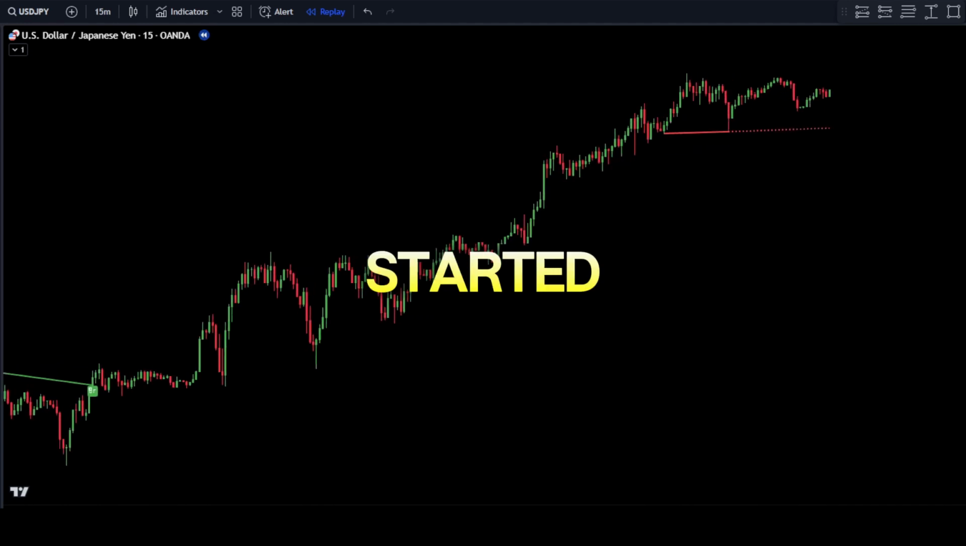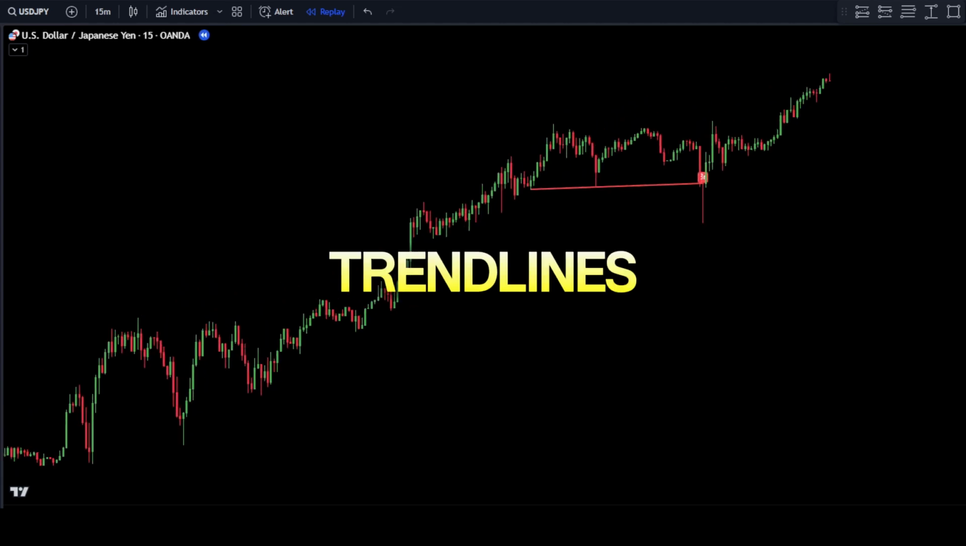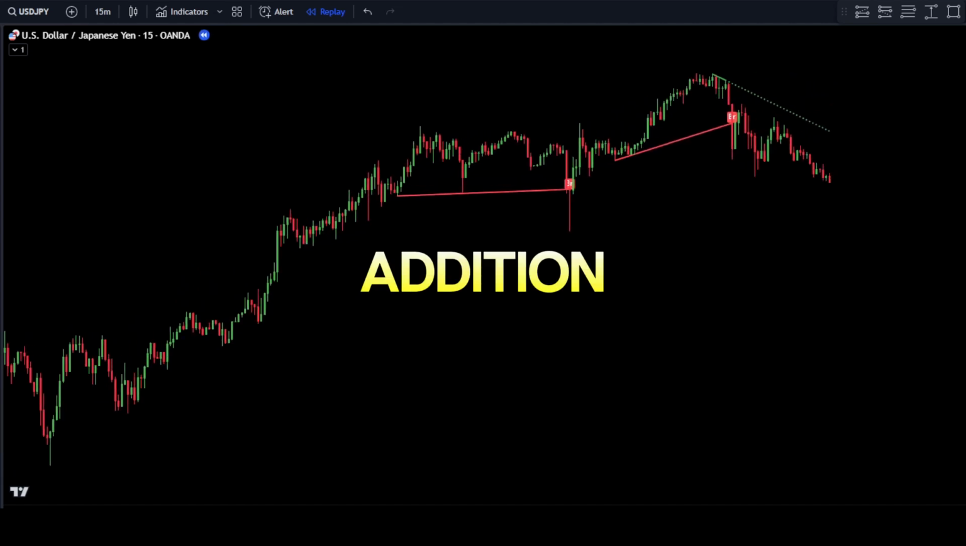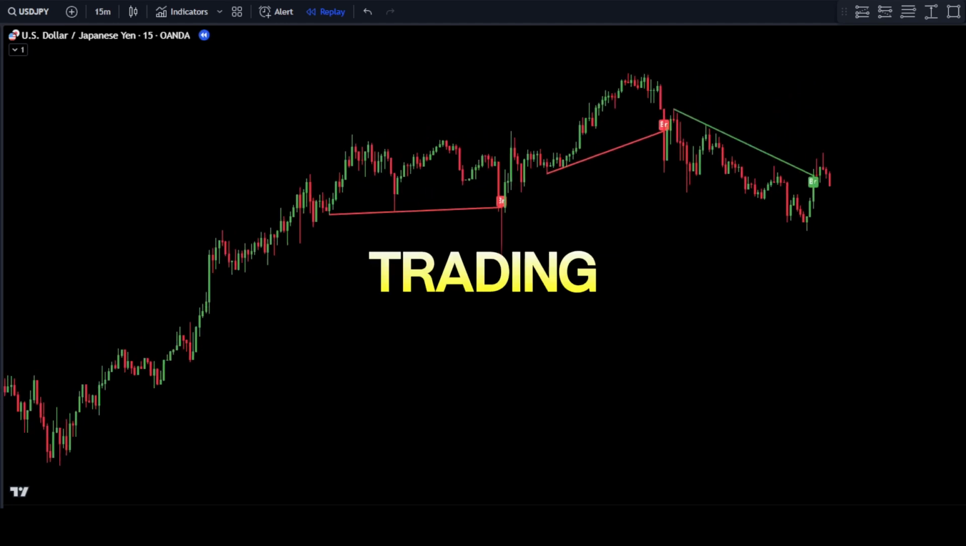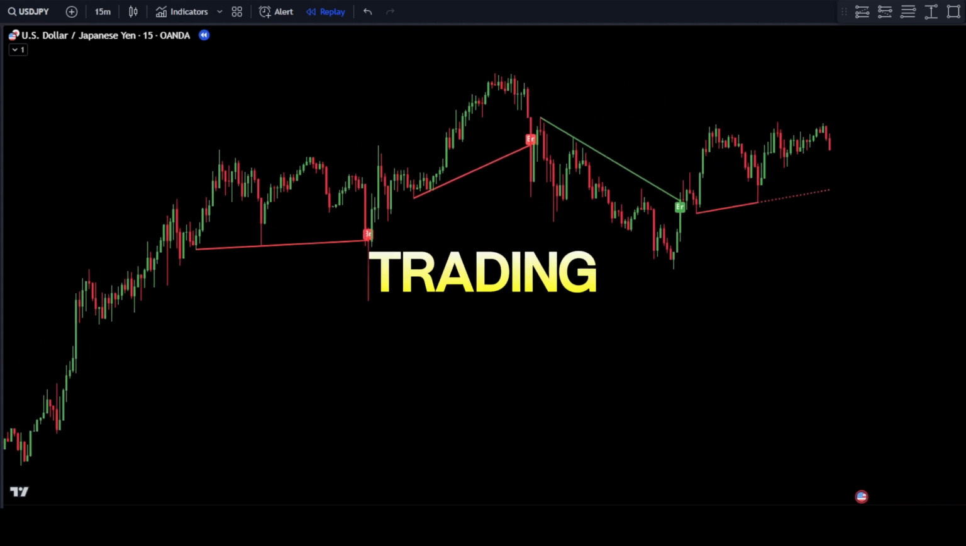Let's get started. This scalping strategy will use the breakout method on trend lines and the momentum of price movements to place entries. In addition, this scalping strategy with the breakout trading strategy will also only use two free indicators that you can use on TradingView.